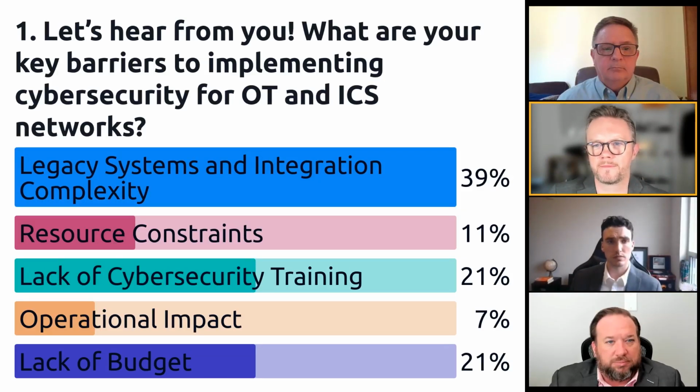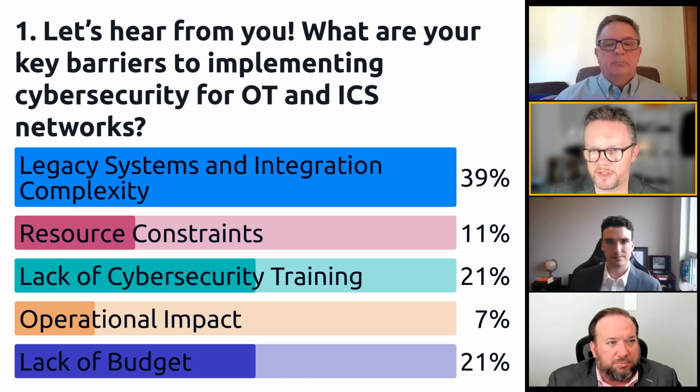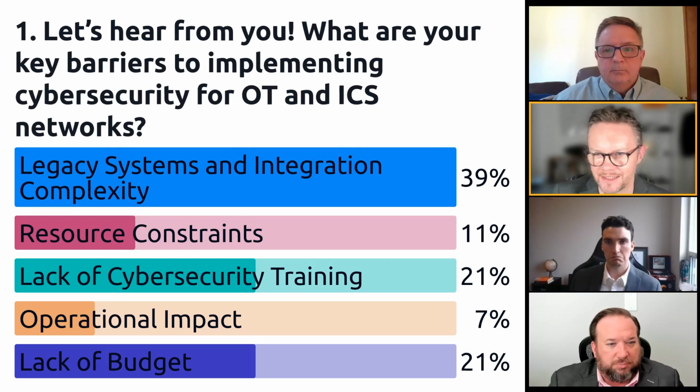Here we go. So 39% legacy systems, 11% resource constraints, 21% cybersecurity training, 7% operational impact, and 21% lack of budget, the old money problem. Are any of those results surprising to you guys, or is that pretty much what you would have expected to see? It's about what I would have thought. Yeah, agreed. Okay, so resources and costs and all those things which are stopping people in making these investments or taking the decisions sometimes.